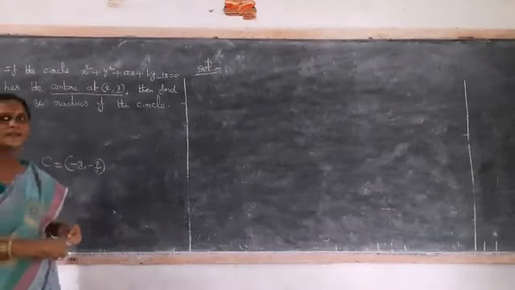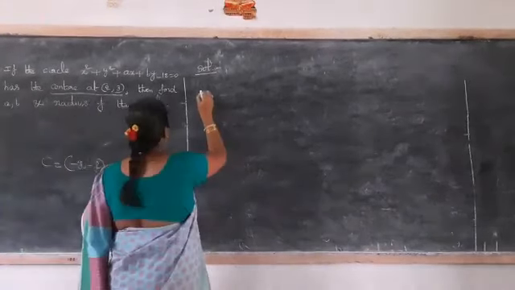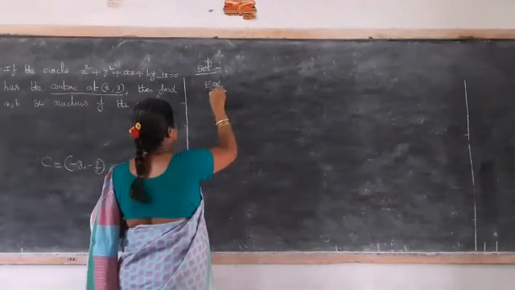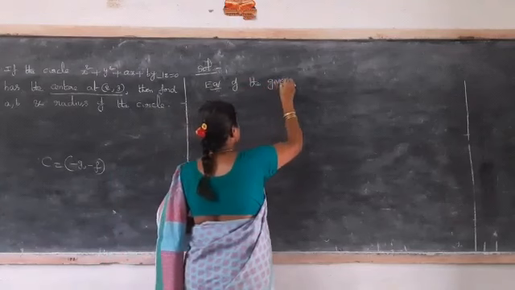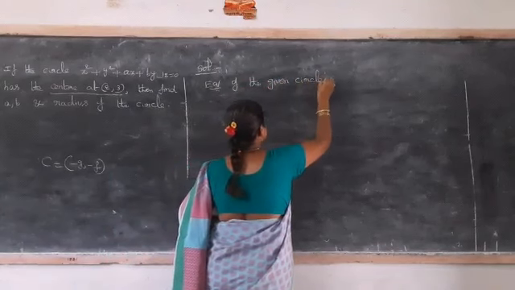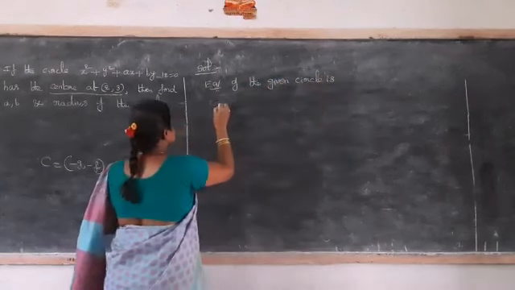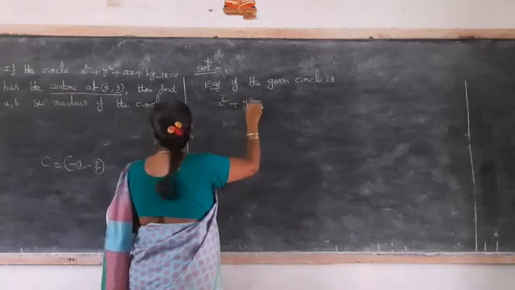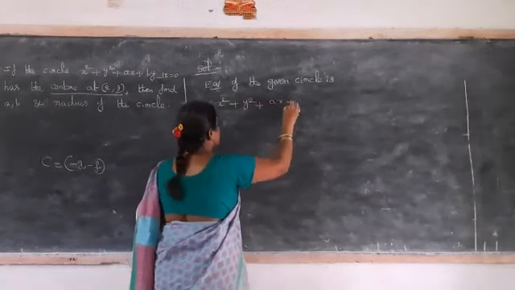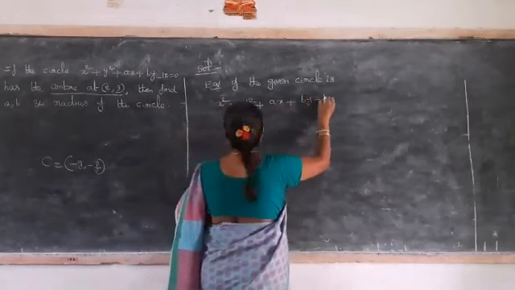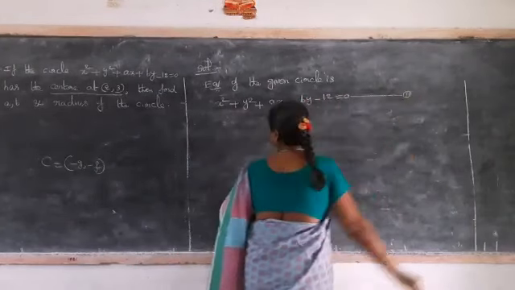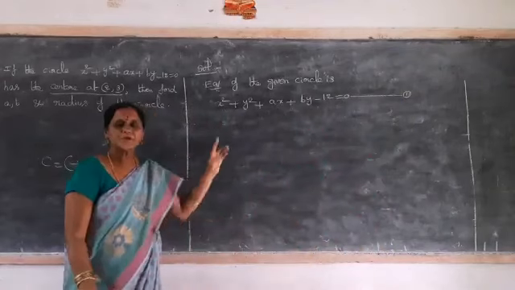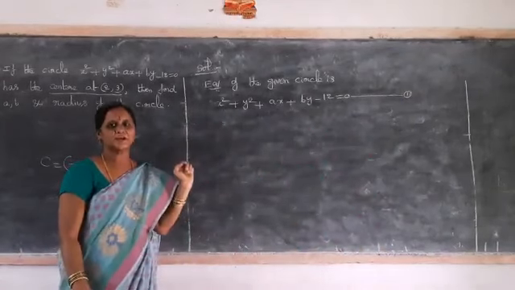Okay, so now I start the solution. The equation of the given circle is x square plus y square plus ax plus by minus 12 is equal to 0. So this is equation 1. Okay. Now you have to find g, f, c.